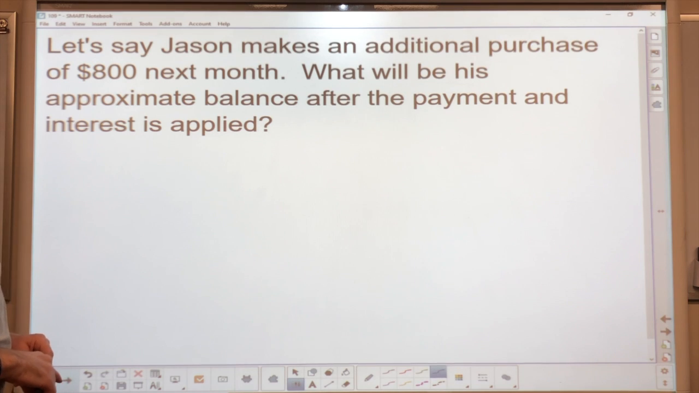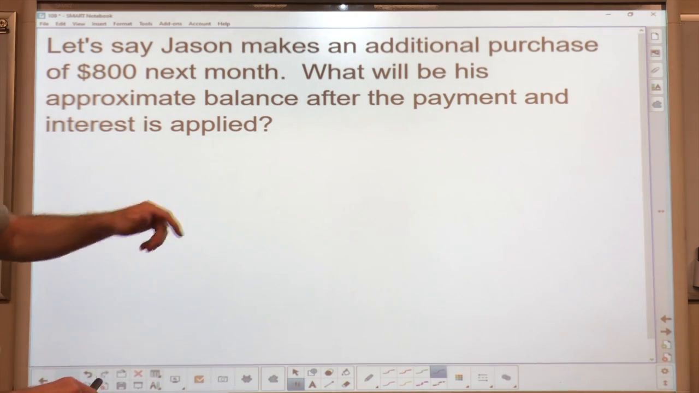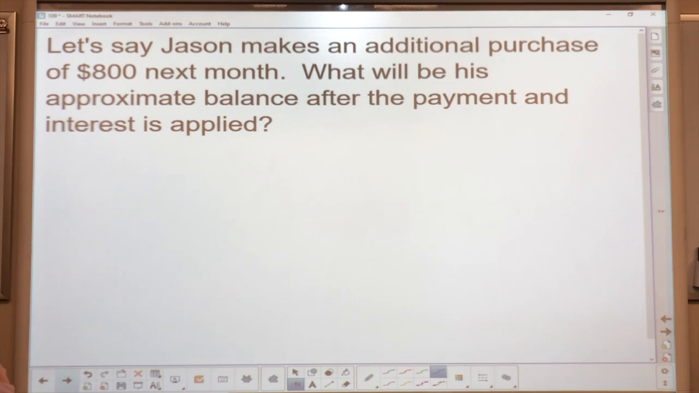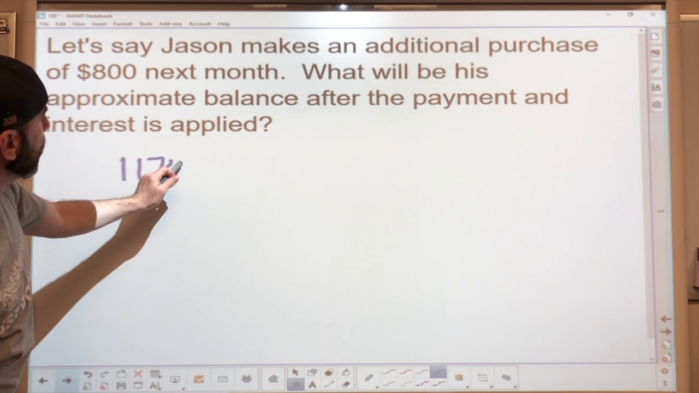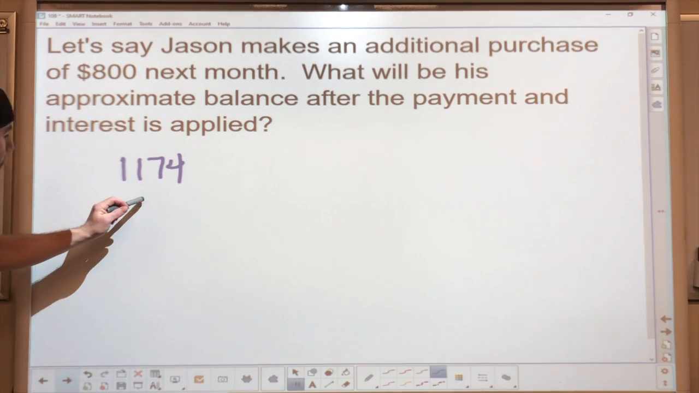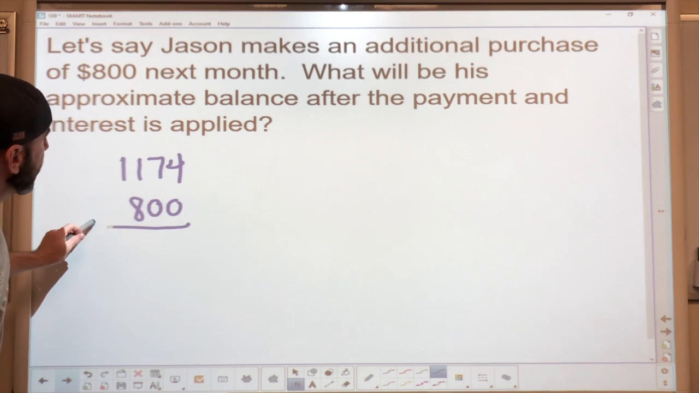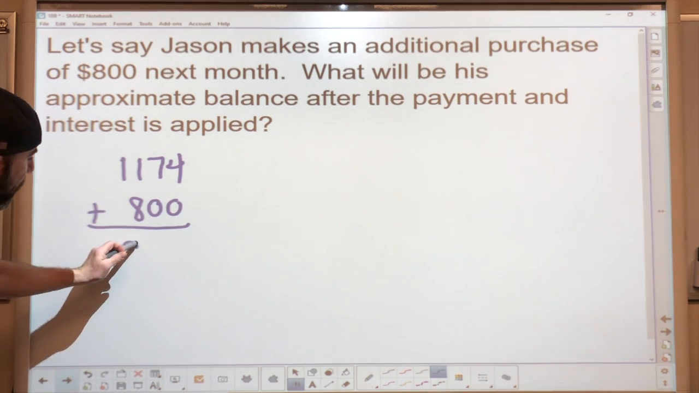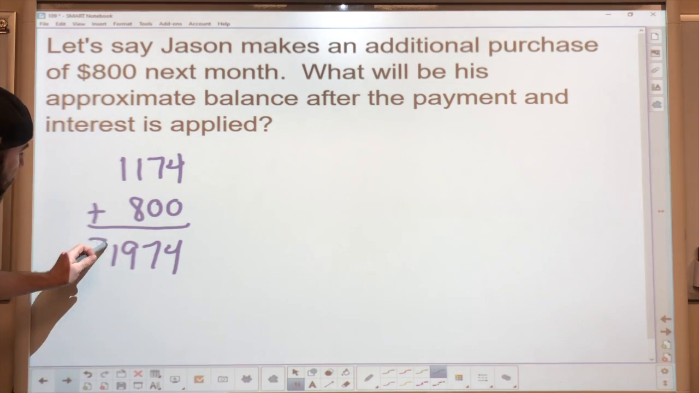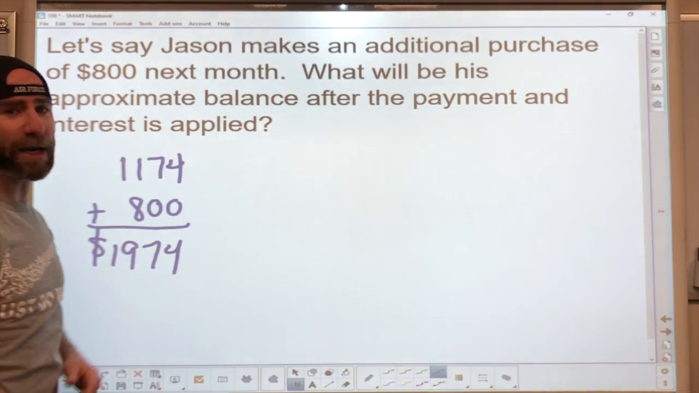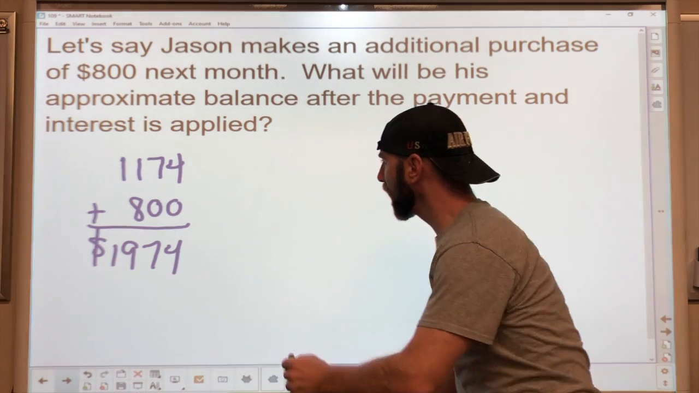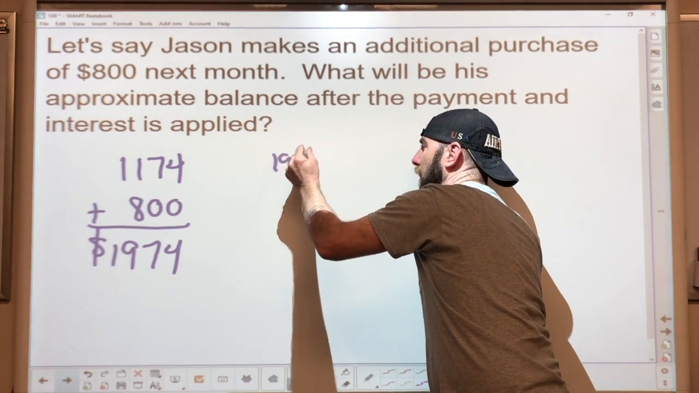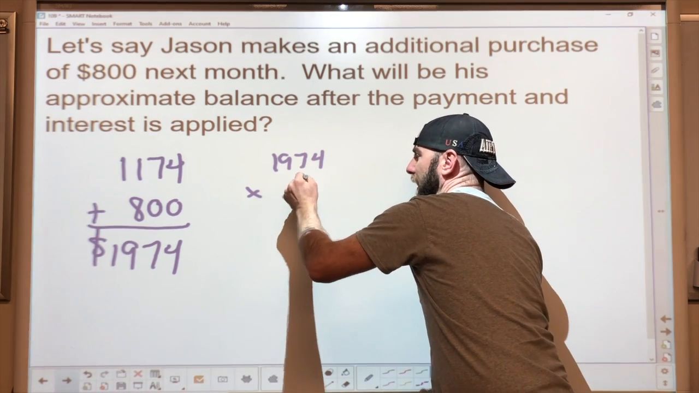Let's say Jason makes an additional purchase of $800 next month. What will his approximate balance be after the payment and interest is applied? So remember, he owed $1,174. He just bought something worth $800, so that will increase his overall balance. So now he owes the card company this much money. But what does the card company do? Charges 2% interest. So we're going to take this and we're going to calculate 2% interest.